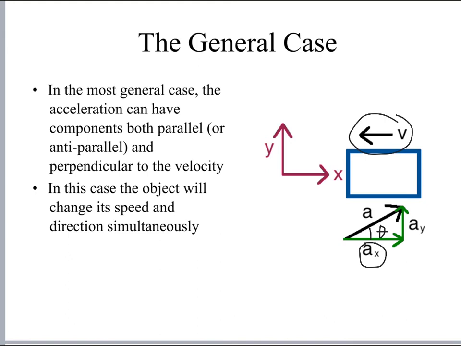It's that simple. This a sub y, on the other hand, is perpendicular to my velocity, and so that's going to make it turn. So the general case is an acceleration that has a component that makes it speed up or slow down, the one that's parallel, and one that's perpendicular that's going to make it turn. So you can simultaneously either speed up or slow down and turn.